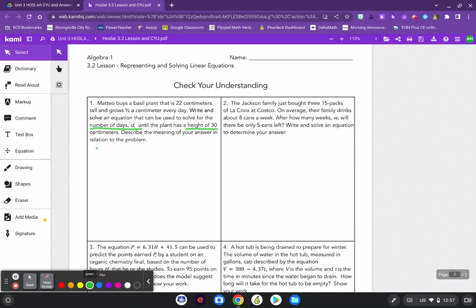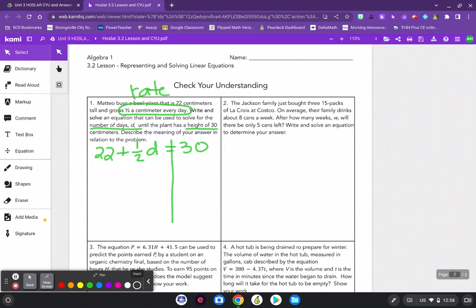So it looks like I have a plant that is already 22 centimeters tall, plus I grow half a centimeter every day. This half a centimeter every day, that's my rate. And so that's like my slope, right? This kind of feels like slope intercept form, right? I'm starting at 22 centimeters. My rate is half a centimeter per day. And now I want to know when I'm going to reach those 30 centimeters. So I can go ahead and solve.